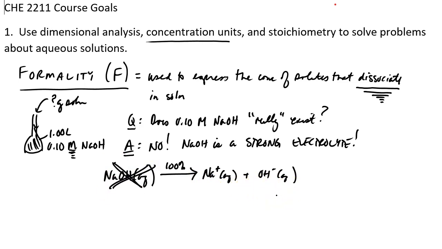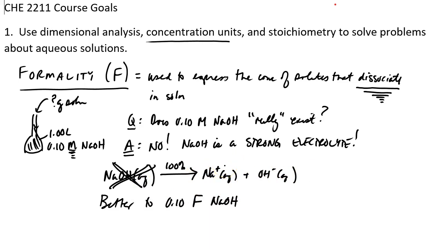So for that reason, it is better to say 0.10 formal sodium hydroxide instead of molar sodium hydroxide. By using formality, you're conveying to the audience that yes, you understand sodium hydroxide is a strong electrolyte, does not exist like this, but rather exists completely dissociated.